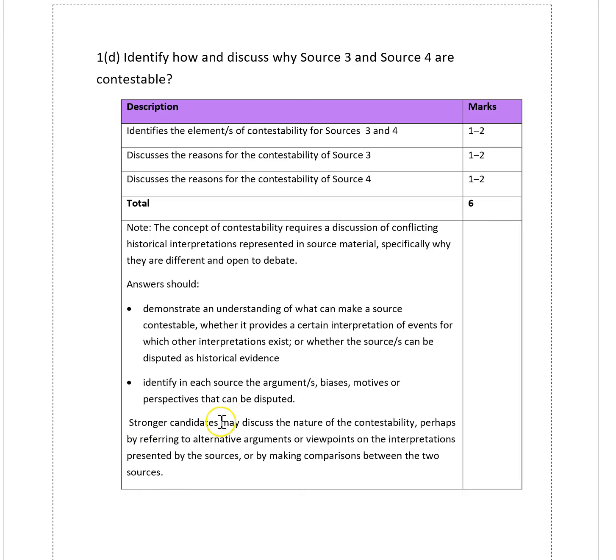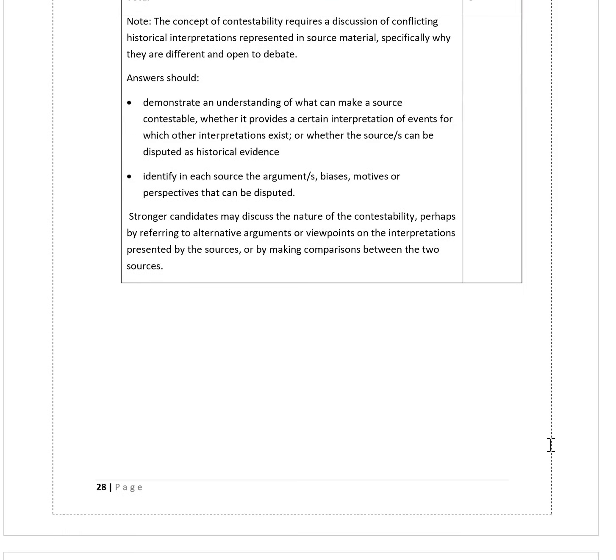So what you need to do is look at the argument, look at the bias, and look at the motive. That all comes into a discussion. So it says here, stronger candidates may discuss the nature of contestability, perhaps by referring to alternate arguments or viewpoints on the interpretations, or by making comparisons between the two sources. So at this first go, you would be making comparisons between the two sources. They will link in together at one point.